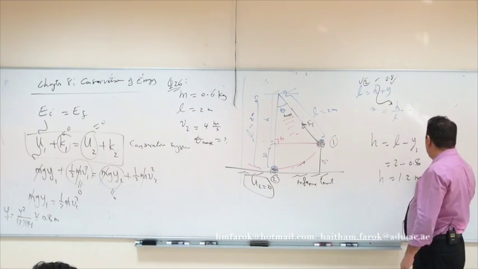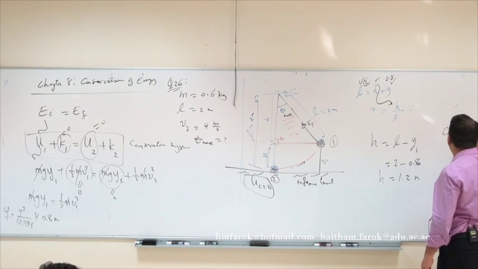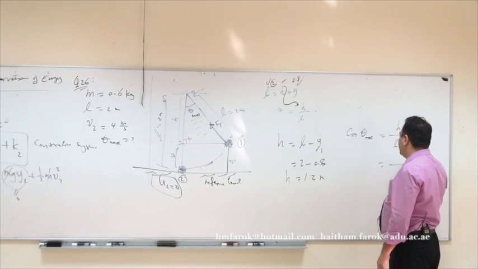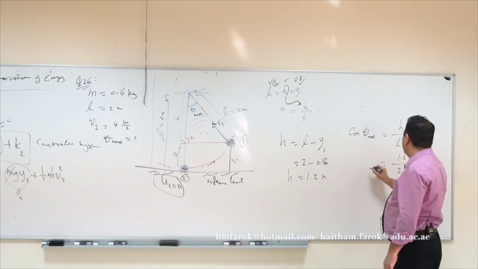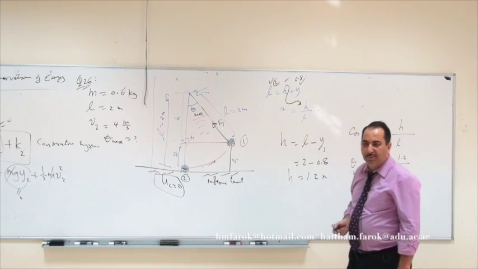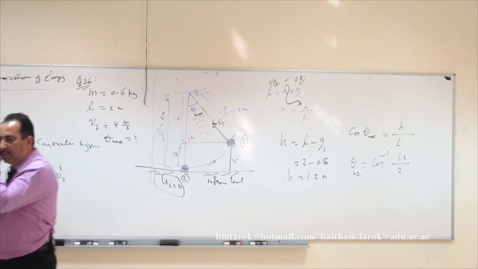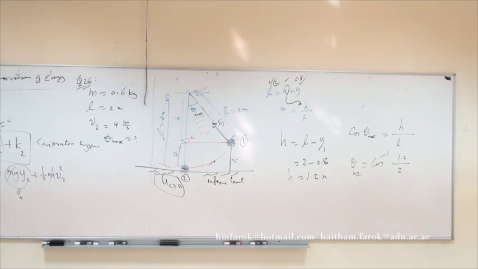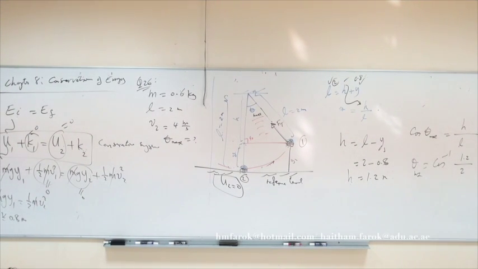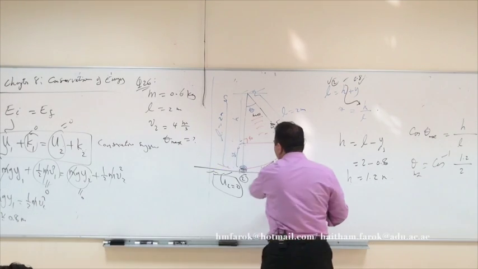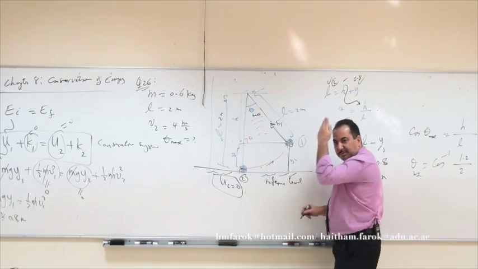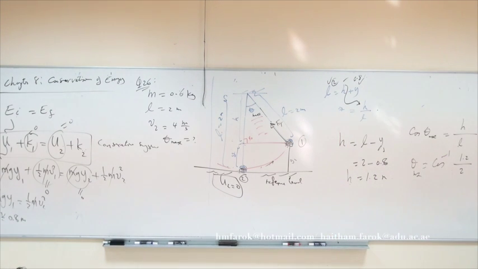This is H. Now, what is cosine theta max now? H over L, yeah? H is 1.2, L is 2, and you say cosine inverse, it gives you theta max. You got the answer, yeah? You should get the same answer. y is the vertical height between the point and the reference. Where did I put the reference? At level 2, yes? Vertical, not horizontal, not at an angle, vertical. Right? Let's take another question.